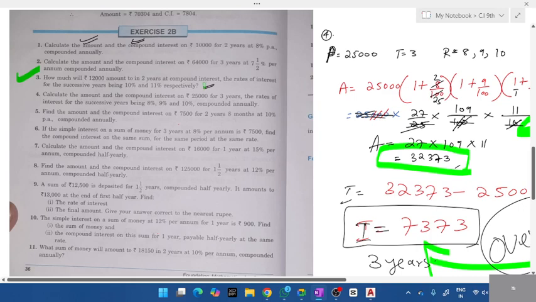So you'll get used to it. You'll get to know why we use formula and when to use formula. Third one. Exercise 2, third one. Try both the methods. That's it.